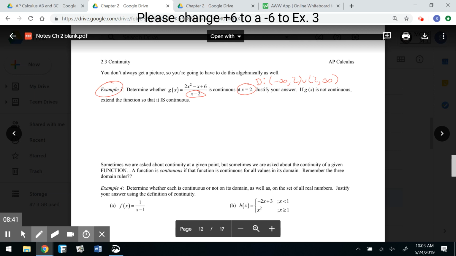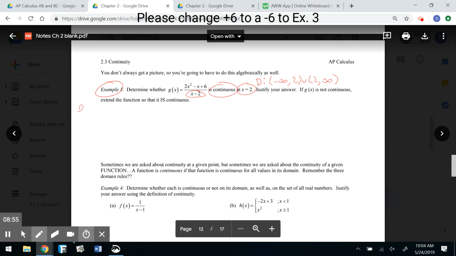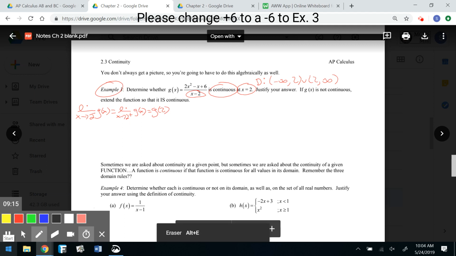Well, one way to get started in dealing with continuity, if we want to see if it's continuous at x equal to 2, is we're going to go ahead and write down the definition of continuity. So whenever you see that, that's what you want to do. Now, the definition of continuity, remember, is the limit as x approaches 2 from the left-hand side of g of x. Is that equal to the limit as x approaches 2 from the right-hand side of g of x? And is that equal to the function value at x equals 2?